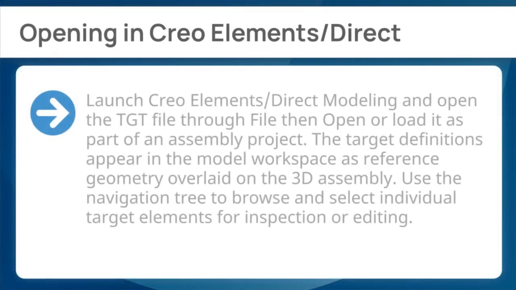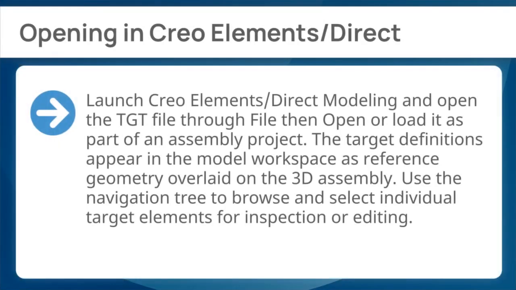First, opening in Creo Elements Direct. Launch Creo Elements Direct Modeling, and open the TGT file through File. Then open or load it as part of an assembly project. The target definitions appear in the model workspace as reference geometry overlaid on the 3D assembly. Use the navigation tree to browse and select individual target elements for inspection or editing.